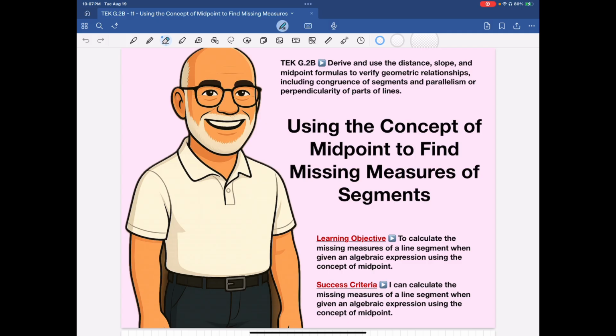Now, today's video deals with using the concept of midpoint to find missing measures of segments. Our learning objective is to calculate the missing measures of a line segment when given an algebraic expression using the concept of midpoint. So our success criteria, meaning you will know you have mastered this objective, is when you can actually calculate the missing measures of a line segment when given an algebraic expression using this concept of a midpoint.